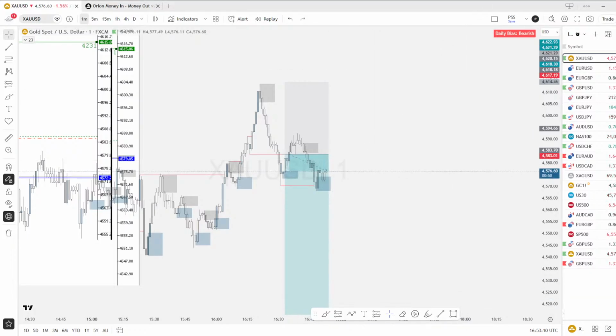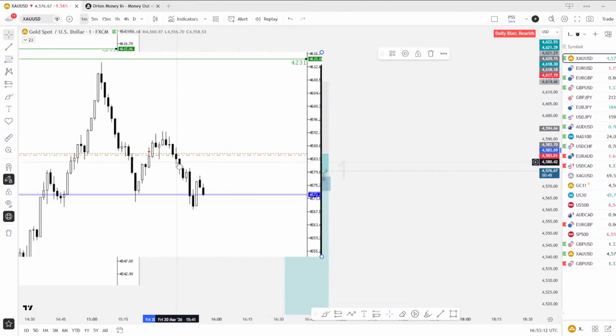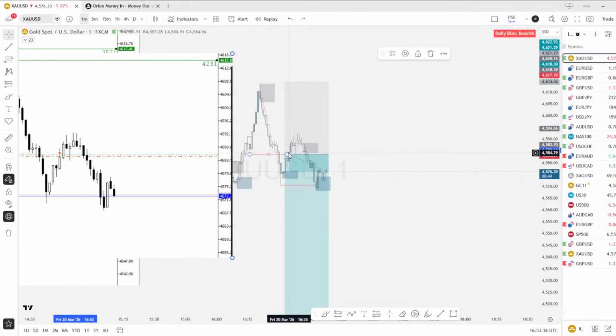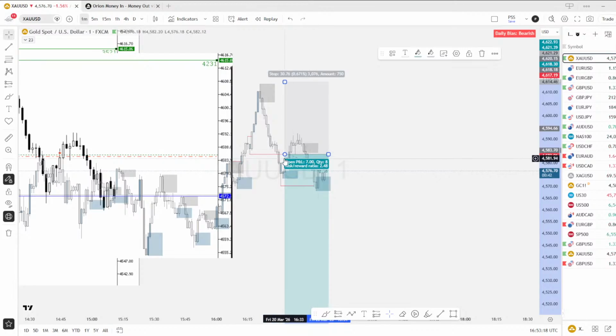My actual entry is slightly higher. If you look at this, it's actually on the top of that candle. So it's actually slightly higher. It's there.